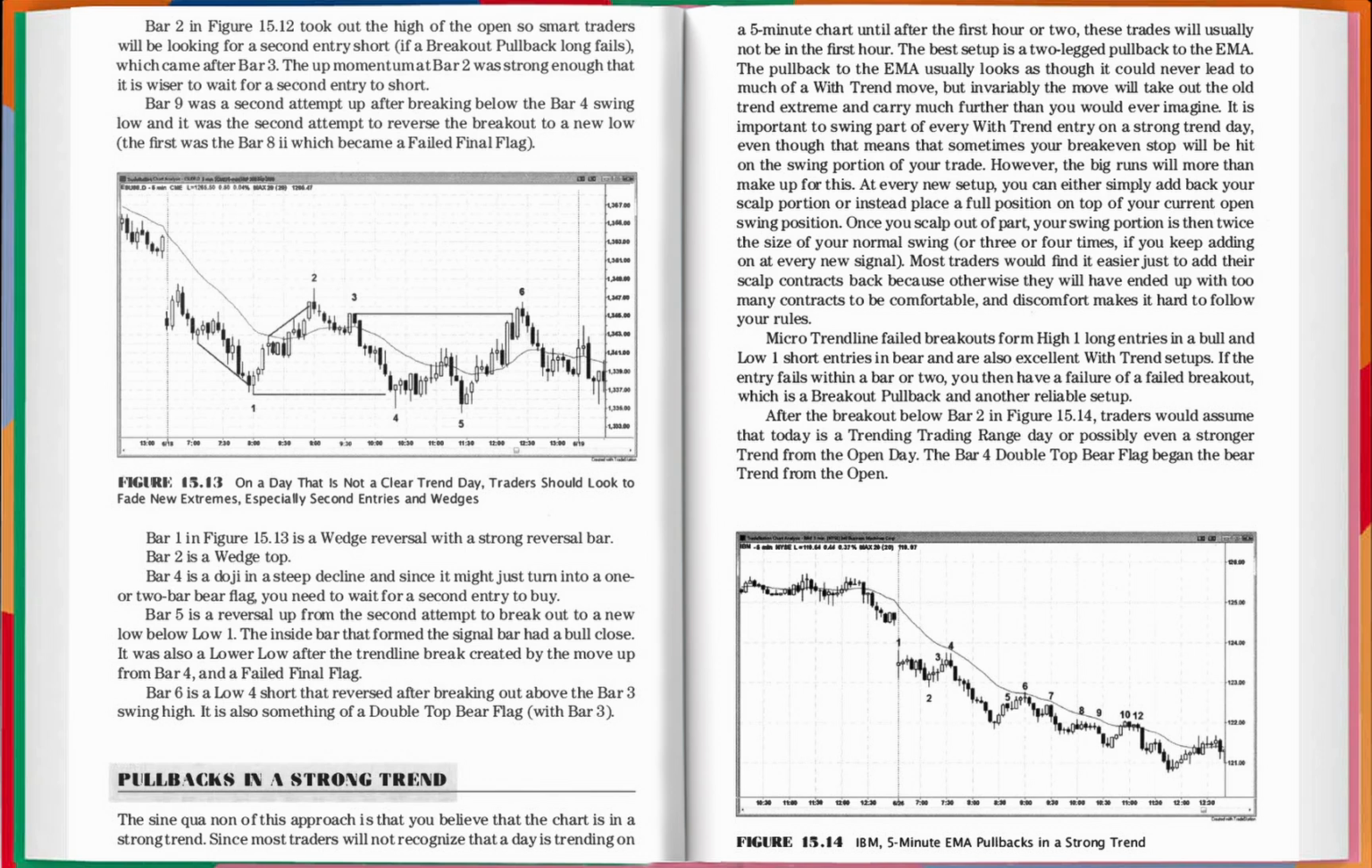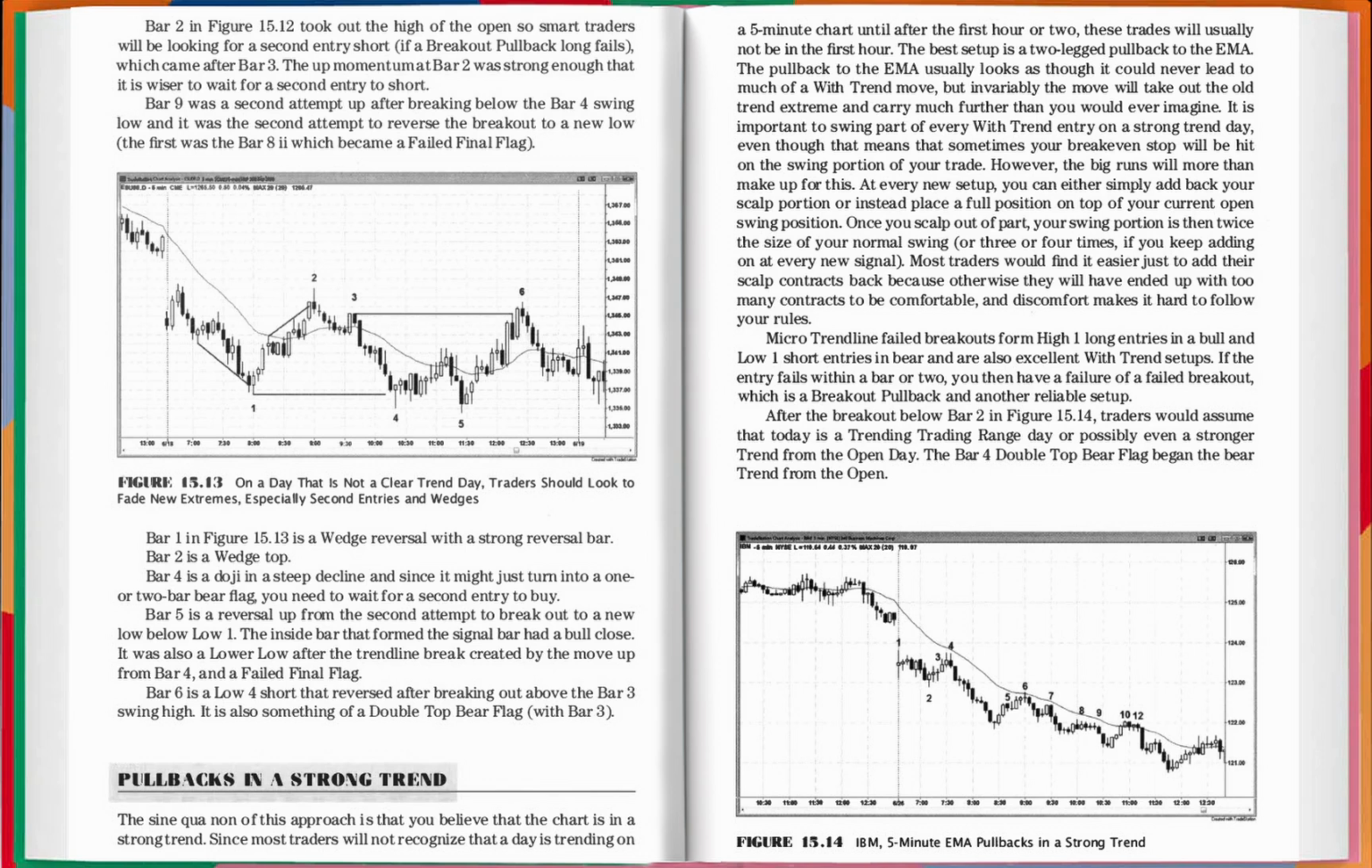The best setup is a 2-legged pullback to the EMA. A pullback to the EMA usually looks as though it could never lead to much of a with-trend move, but invariably, the move will take out the old trend extreme and carry much further than you would ever imagine. It is important to swing part of every with-trend entry on a strong trend day, even though that means that sometimes your break-even stop will be hit on the swing portion of your trade. However, the big runs will more than make up for this.